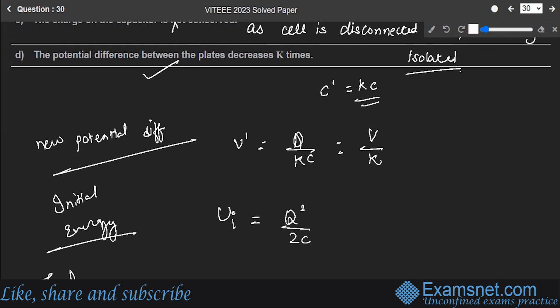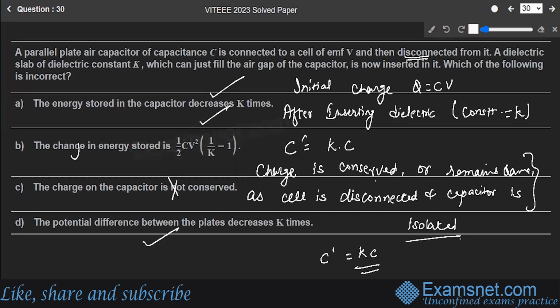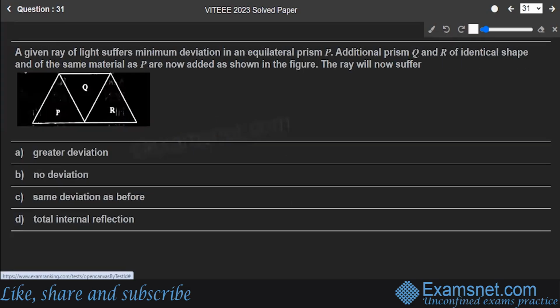That makes option C the right answer, because this is the option which is incorrect. The charge on the capacitor is not conserved? No, the charge on the capacitor is conserved because the cell is disconnected and the capacitor is isolated. Right. So option C is the right answer to the question. Hope you got that. Next is question number 31.